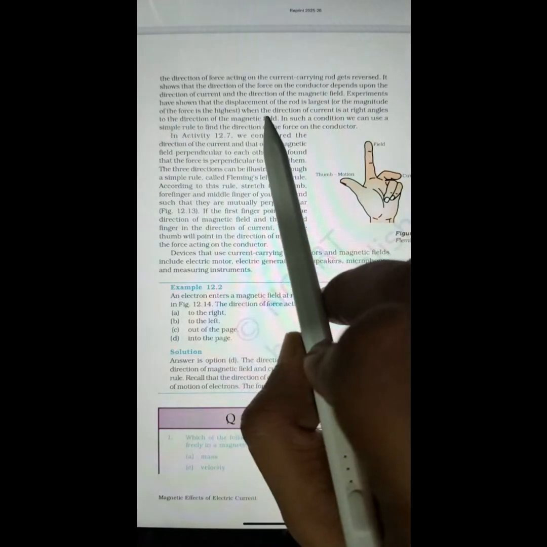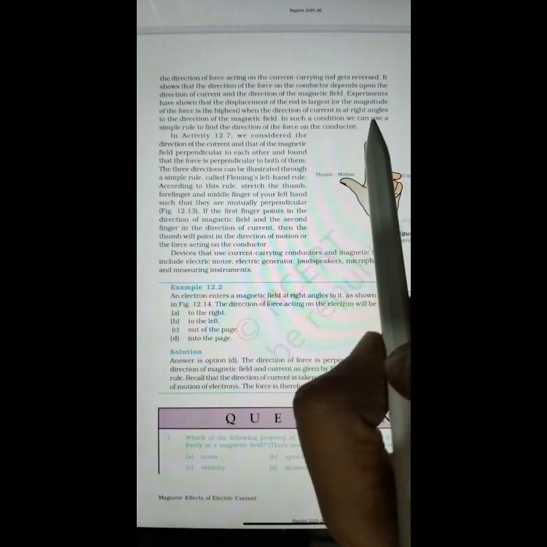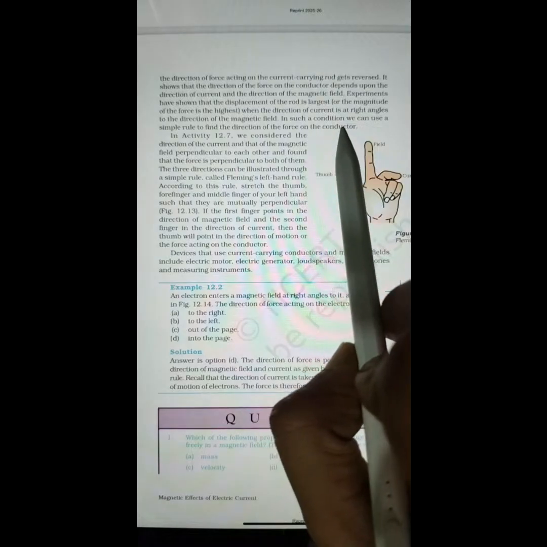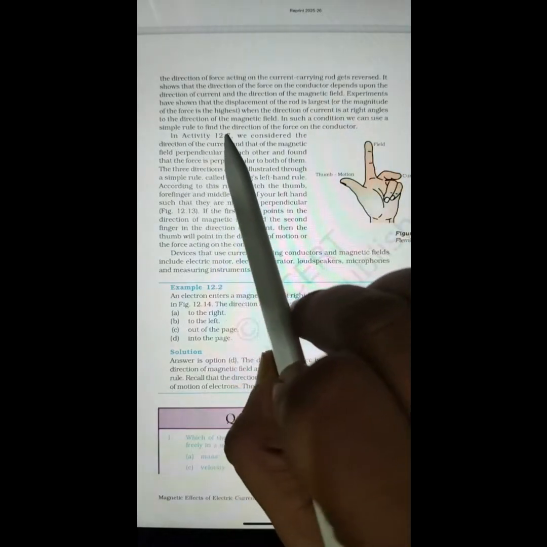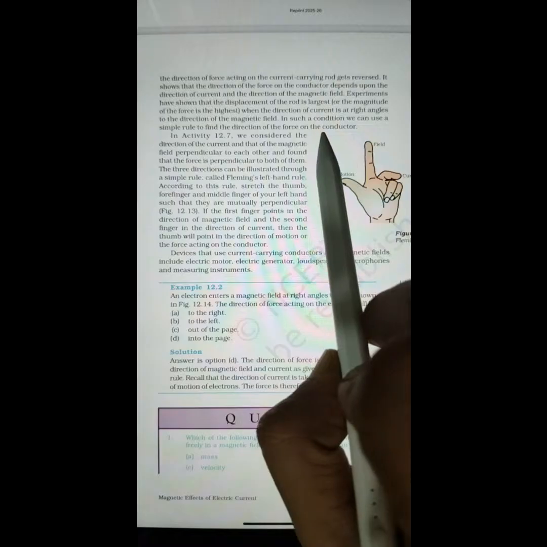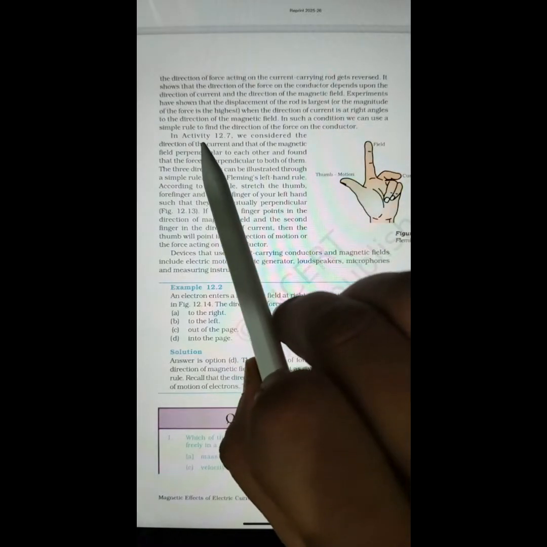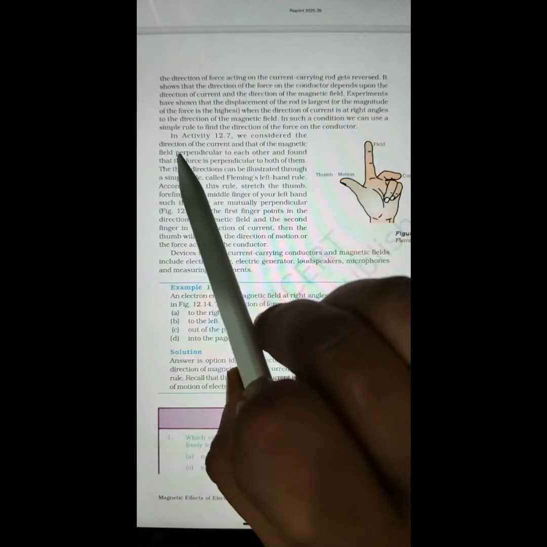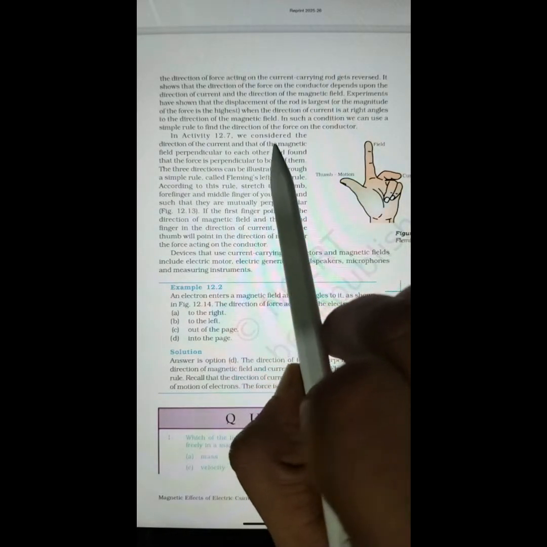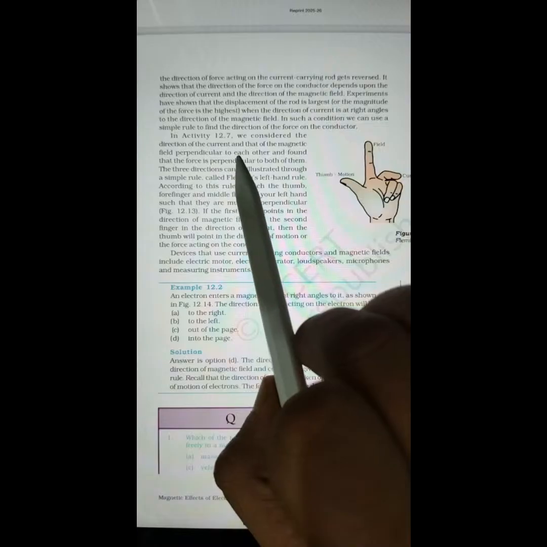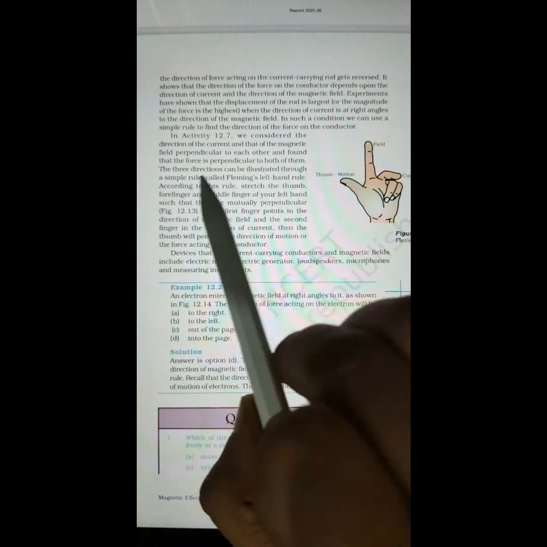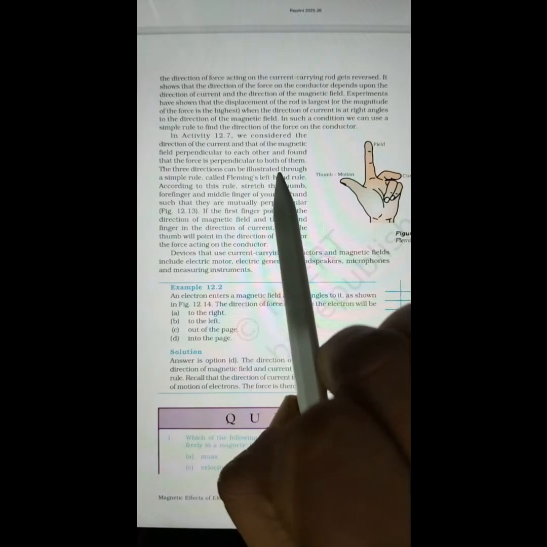Experiments have shown that the displacement of the rod is largest, or the magnitude of the force is the highest, when the direction of current is at right angles to the direction of the magnetic field. In such a condition, we can use a simple rule to find the direction of the force on the conductor. In activity 12.7, we considered the direction of the current and that of the magnetic field perpendicular to each other and found that the force is perpendicular to both of them.